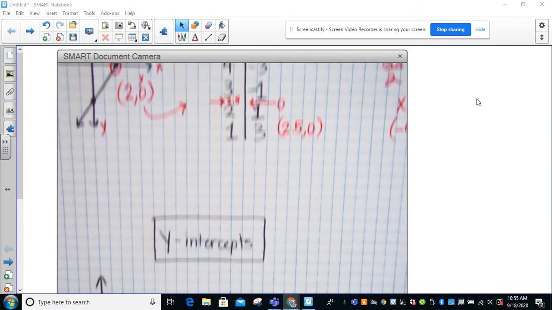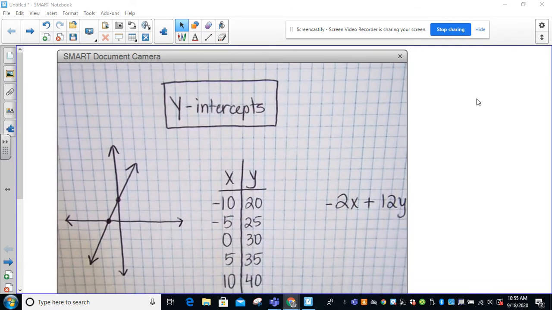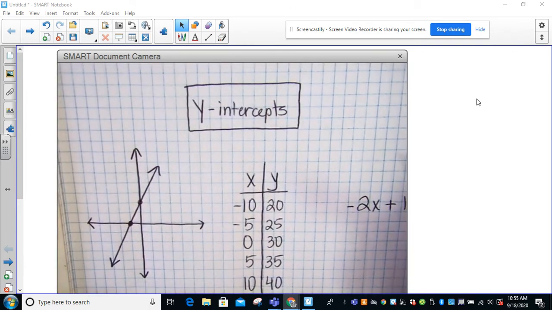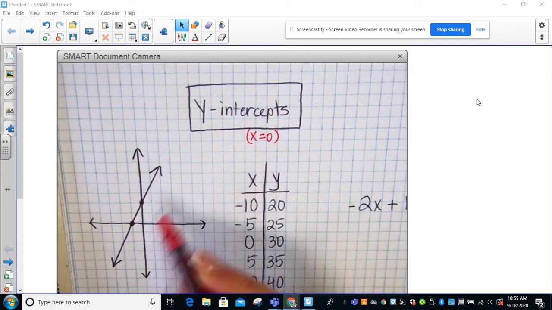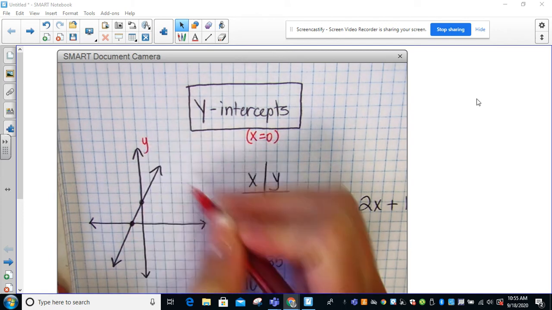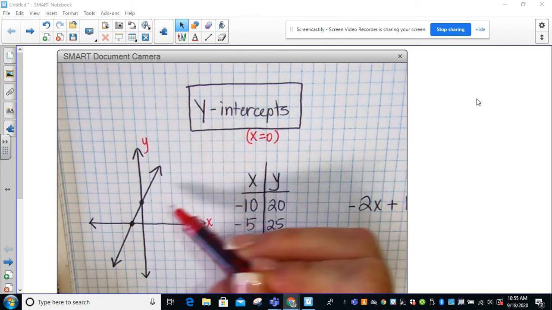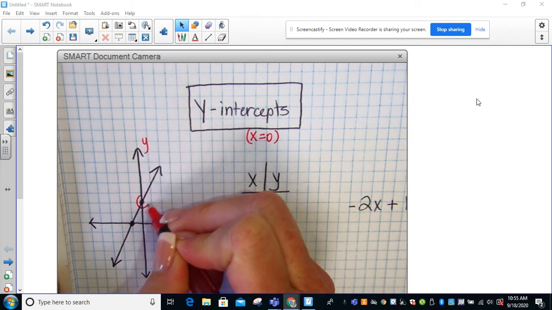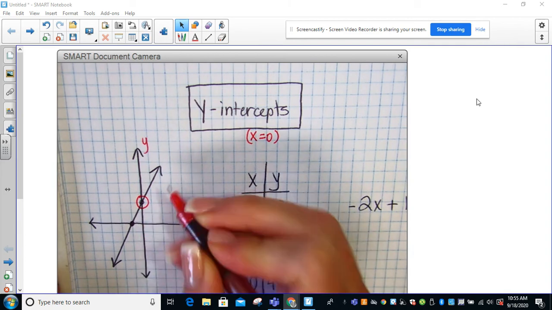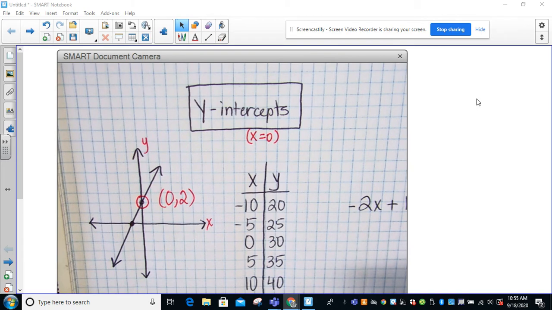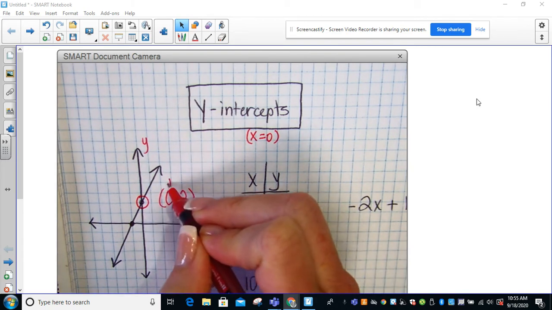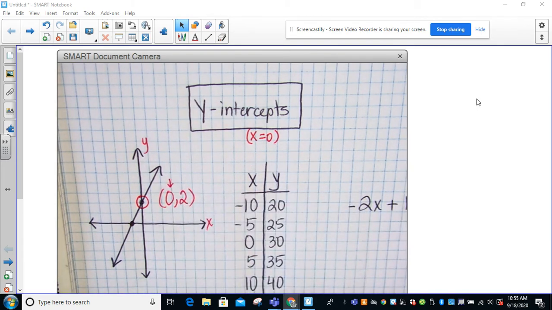So then if we move on to y-intercepts, it's exactly the opposite. It's where x equals 0. So if you're looking here, this is your y-axis, this is your x-axis. Where does the line touch the y-axis? Right here at 2. So your point would be 0, 2. Again, your x value is 0.